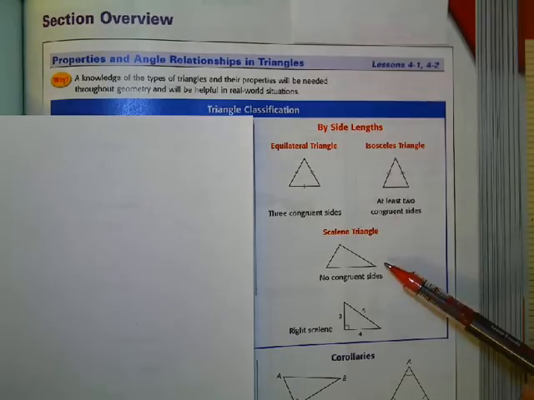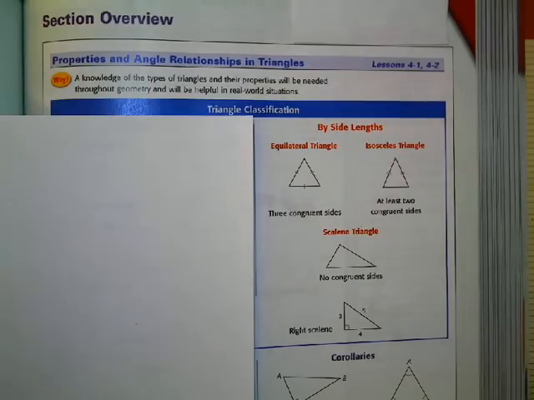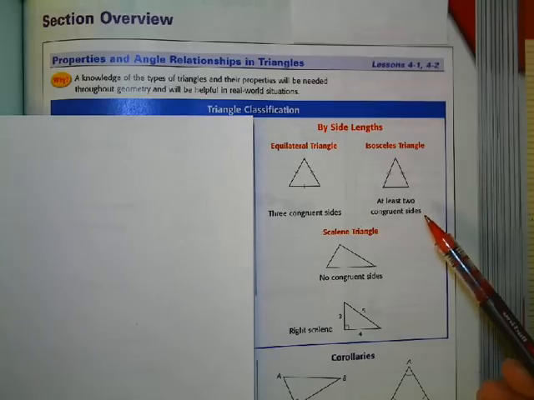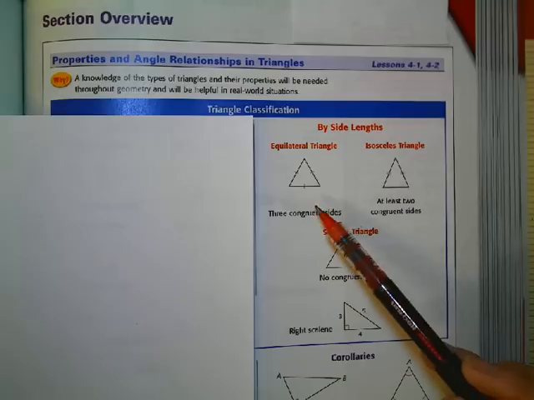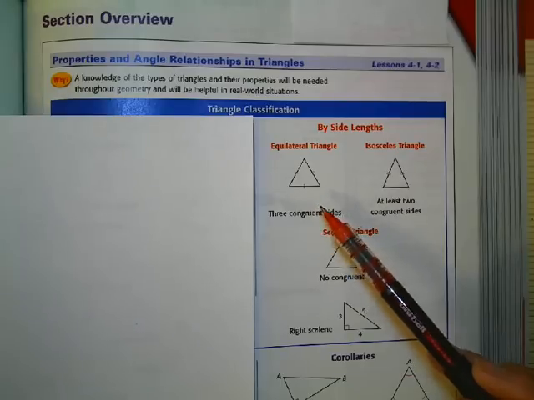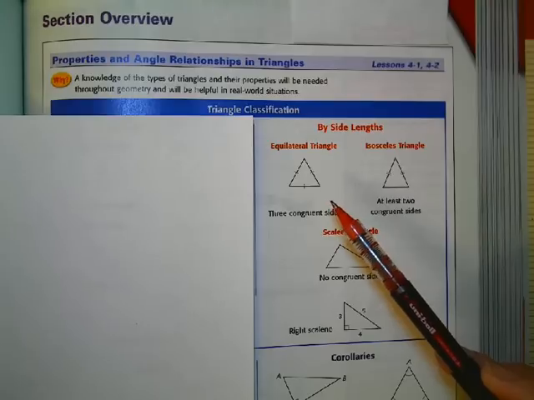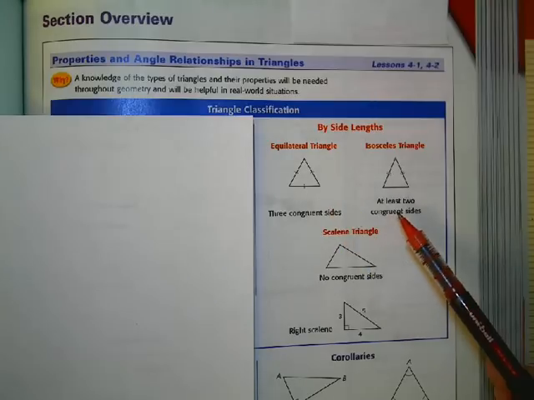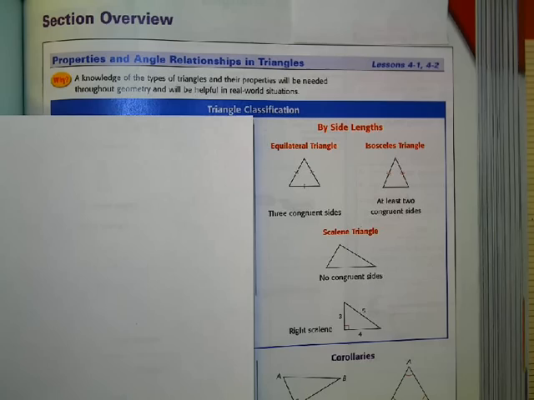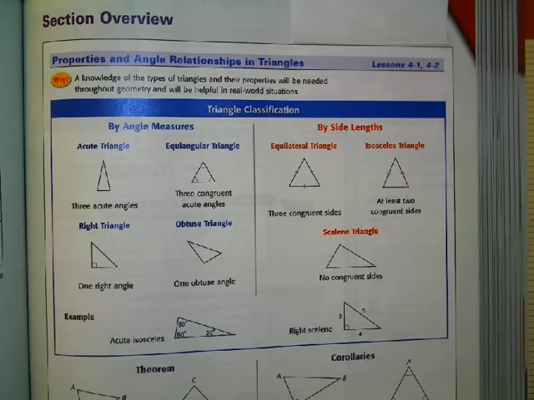A quick note, since isosceles triangles have at least 2 congruent sides, they might have 3 congruent sides. So if it's an equilateral triangle, it also fits into the category of isosceles, but it's specialized as equilateral triangle. But isosceles triangles aren't all equilateral. Equilateral triangles are all isosceles. Now, let's look at how we can use these definitions to classify some triangles.